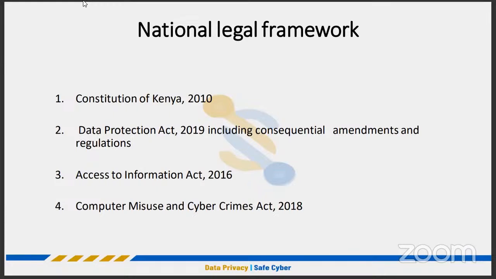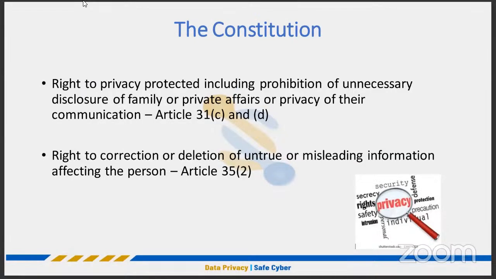However, this is the legal framework we have for data protection in Kenya. We have the Constitution of Kenya. We have the Data Protection Act of 2019. We have the Access to Information Act and the Computer Misuse Act. So let's go to the Constitution. Under Article 31, it's very clear and explicit that everybody has the right to privacy. And this is a right under that Article 31, which states that the right to privacy is protected, including prohibition of unnecessary disclosure of family or private affairs or privacy of their communication. So everybody has the right to be protected, their family, their affairs, and even their communication.